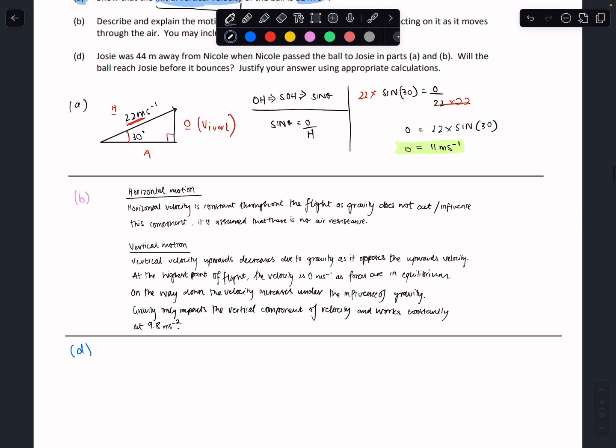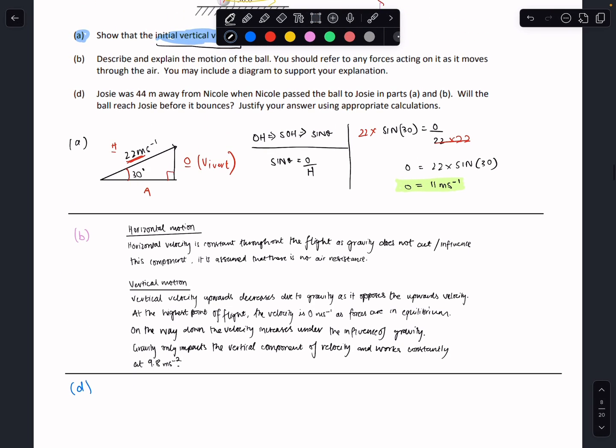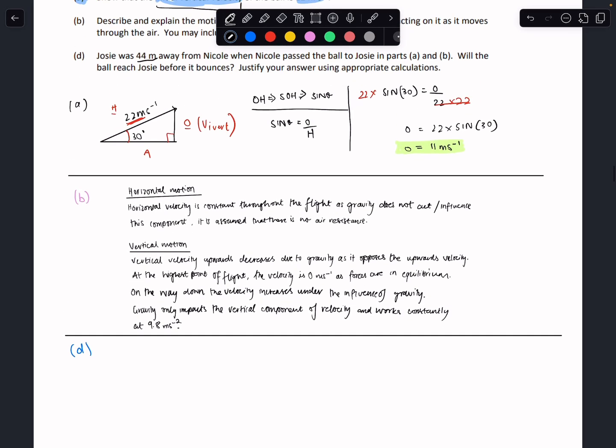All right, moving on to D. Josie was 44 metres away from Nicole when Nicole passed the ball to Josie in part A and B. Will the ball reach Josie before it bounces? Justify your answer using appropriate calculations. So, according to the question, Josie is right over here, okay? And she is 44 metres away from Nicole.